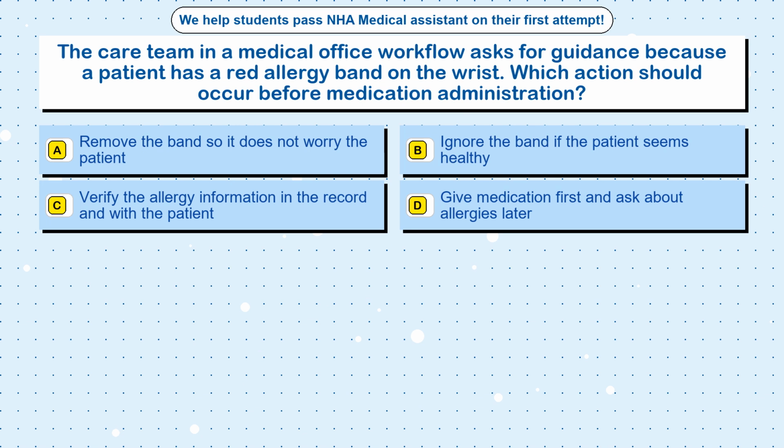Question 67. The care team in a medical office workflow asks for guidance because a patient has a red allergy band on the wrist. Which action should occur before medication administration?